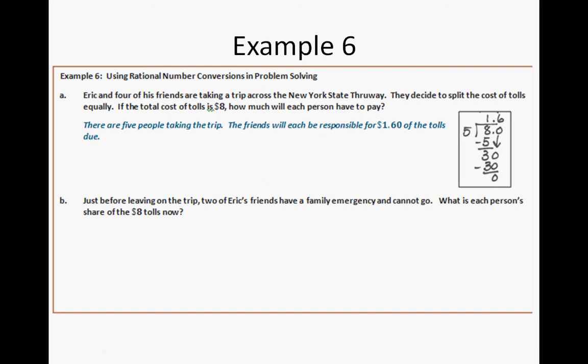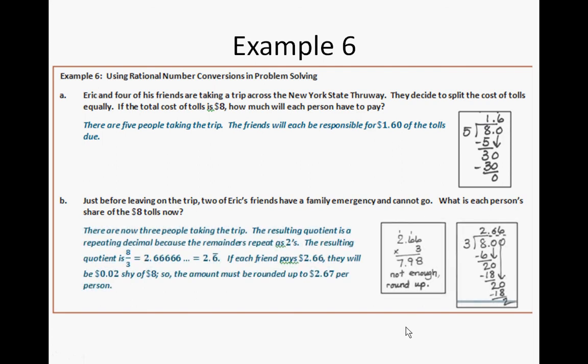So there are 5 people taking the trip. Each person will be responsible for $1.60 of the tolls. Now, notice the answer is 1.6, but in the context of the problem, we want to write this in money. So this would be $1.60. So we're going to add the 0 to it. All right, just before leaving on the trip, 2 of Eric's friends have a family emergency and can't go. What is each person's share of the $8 tolls now? So instead of 5 people, it is 3 people.